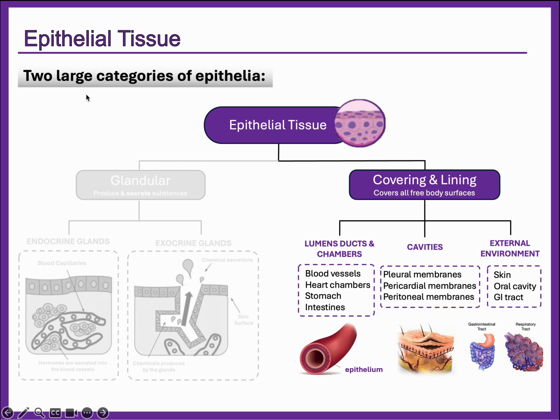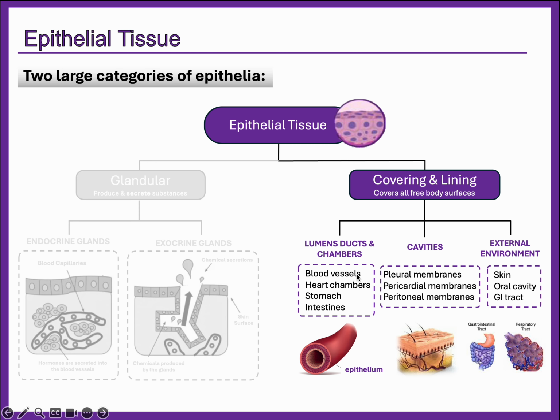So the two large categories of epithelia are covering and lining and glandular. Let's start with the covering and lining that cover all the free body surfaces. Where are these? They're in different lumens, ducts, and chambers. A lumen is a tube that you could pass a lumiere through to see at the other end, right? So it's a little tube, the inner part of a tube. And lumens oftentimes have an epithelium that is surrounding it. Look at this blood vessel here. It has this epithelium on the inside.